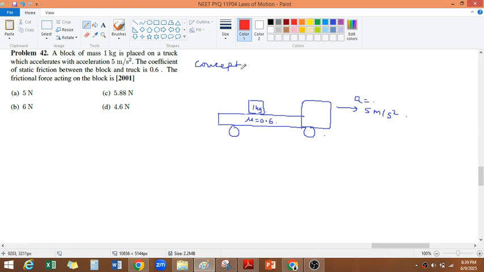So very important type. The concept here is called pseudo force, pseudo acceleration and pseudo force.